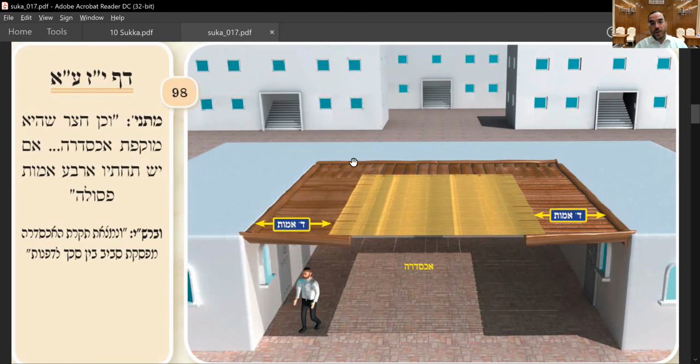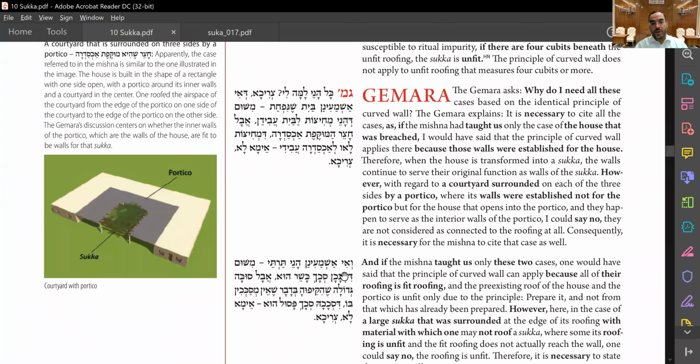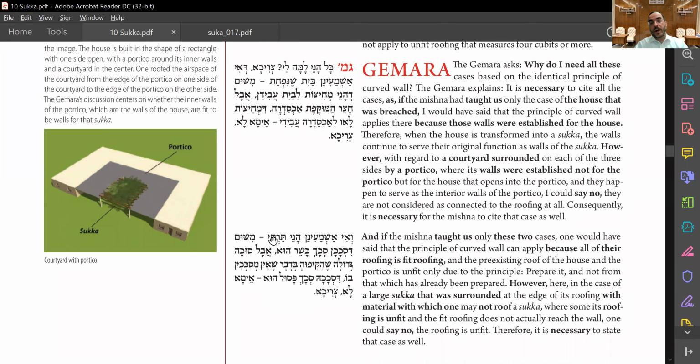And in these first two cases, the sechach that's here, the non-kosher part, could be made out of good material, but it's just that it's pre-existing was the problem. And so that's why I need this third case. If you told me the first two cases with the house or the portico, even if it's kosher material, it's still no good, because it was pre-existing.